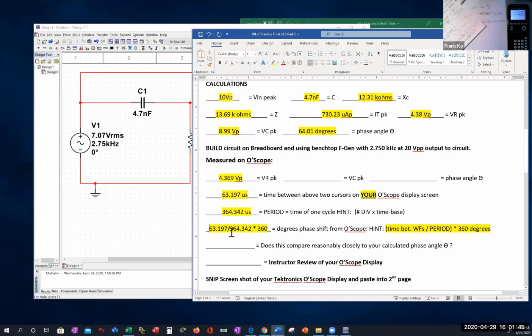63.197 divided by 364.342 times 360. So you should be able to punch it as I've read it three times. So Kyle, what number do you have? 62.44. Uh-huh. And Andrew, what do you get?